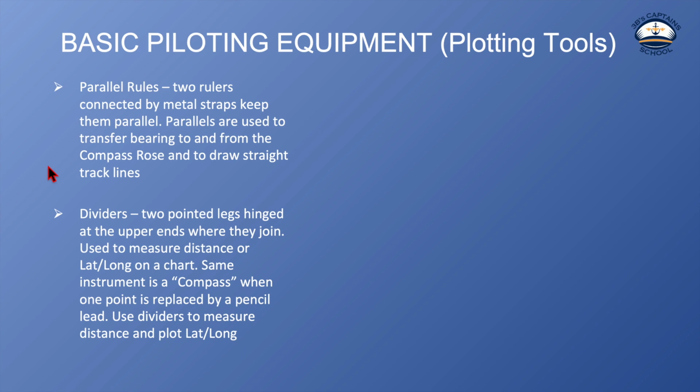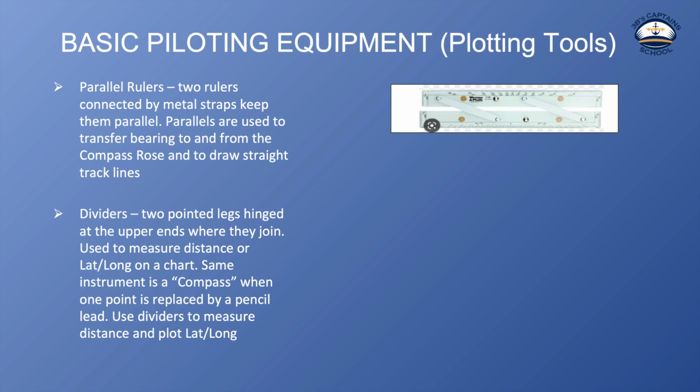Okay, let's go over some basic piloting equipment, or plotting tools. Parallel rulers. These are two rulers connected by metal straps to keep them parallel. Parallels are used to transfer the bearing to and from the compass rose and to draw a straight line on the chart. So here's a picture of a set of parallel rulers from Weems and Plath, and you can see where they're connected by these metal straps. There's the one ruler and the second ruler, and then they have these little cork pads on the bottom that help it move across a chart.